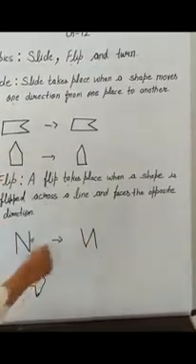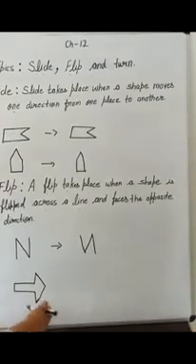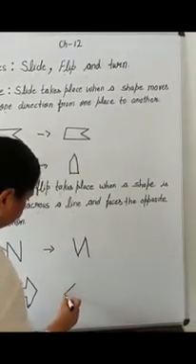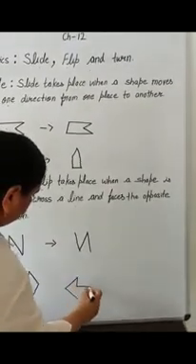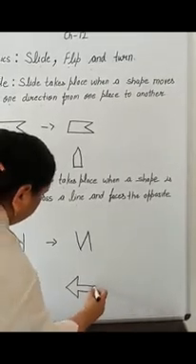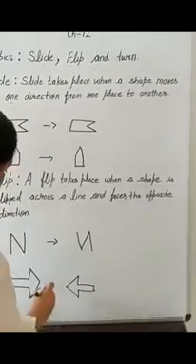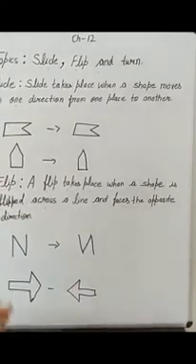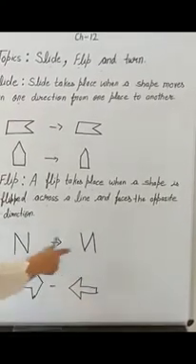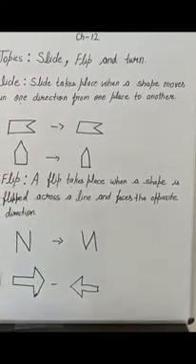This is the mirror image of N, and the mirror image of this is this. So these are the mirror images of these. It means these are the flips of these images.